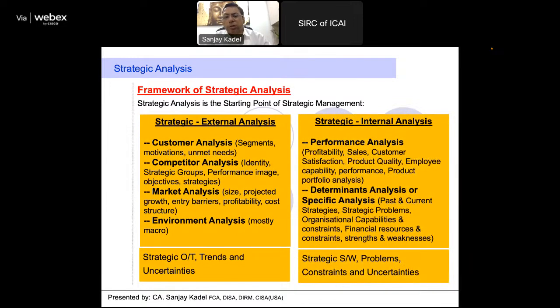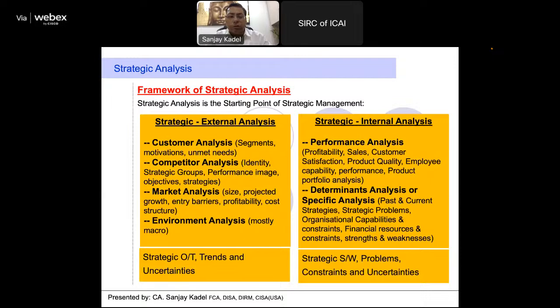External analysis covers factors like customers, segments, customers' motivations, and what the requirements of customers are. So we do customer analysis. Then we also do competitor analysis, where we try to identify how the competitors are grouped, what their performance levels are, and what their strategies are. We try to analyze the competitors. So we do customer analysis, we do competitor analysis.